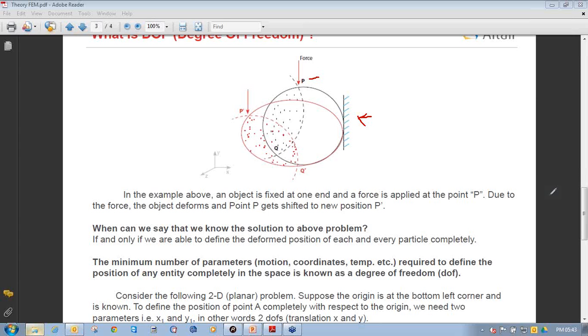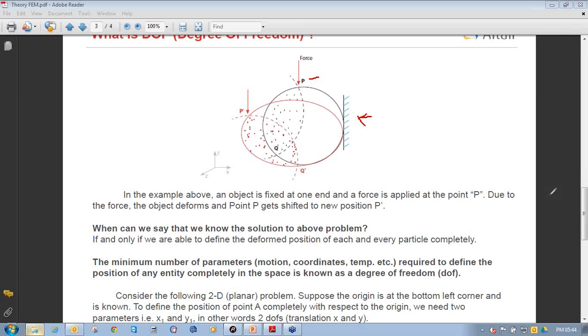When can we say that we know the solution of the above problem? The answer is: if and only if we are able to define the deformed position of each and every particle completely. So we can define this deformation only if we can define the position of each and every particle of the deformed shape completely.